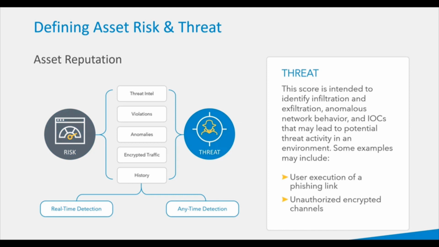And what is threat? Threat is when an asset is compromised. So whenever we're able to identify any sort of infiltration or exfiltration activity, any sort of anomalies that we just talked about behaviorally, or IOCs provided by threat intel. Some examples would be a user clicking on a phishing link, or an encrypted channel that opened up between 2 nodes that we've never seen happen before.